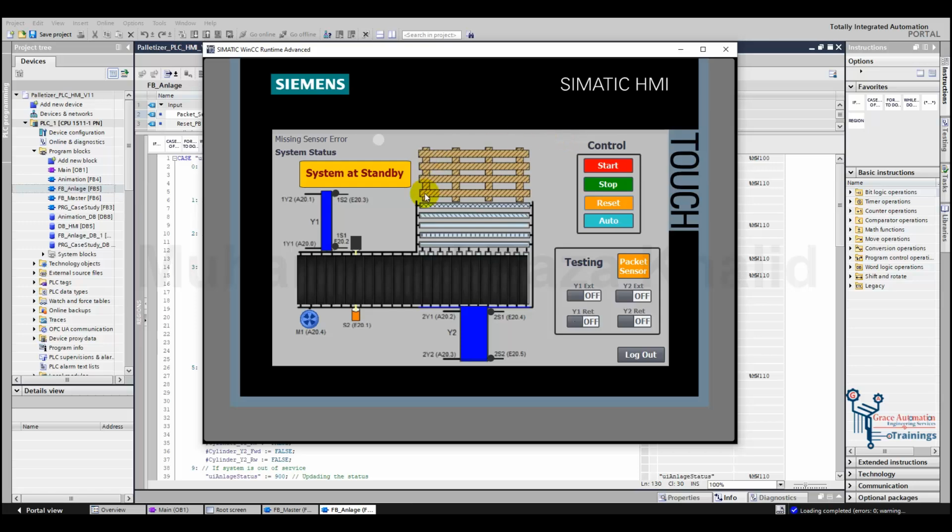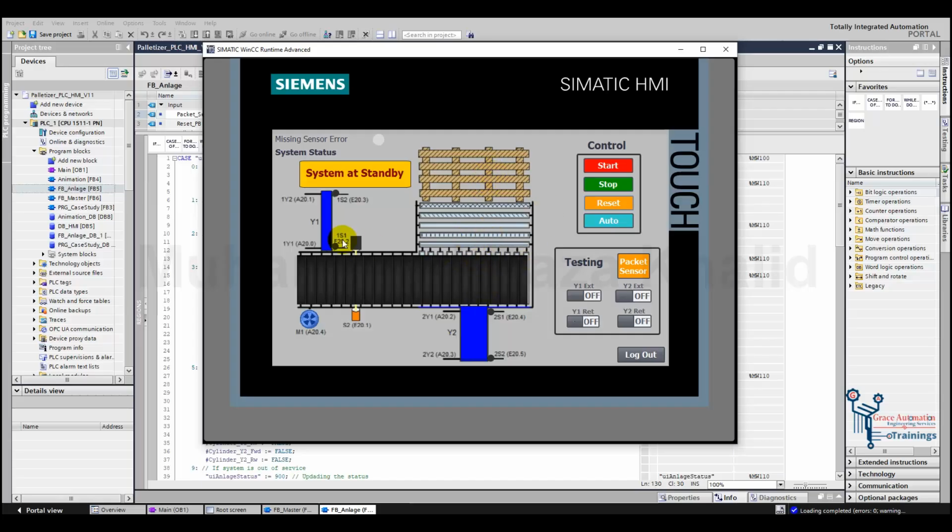Here we can see that initially the system is at standby. So here we have a cylinder that will prevent the movement of packets towards the pallet. This is the motor, this is the conveyor that will be running when the motor is on, and this sensor will be detecting the passage of the packets toward the pallet, and this cylinder will be pushing the packets towards the pallet.